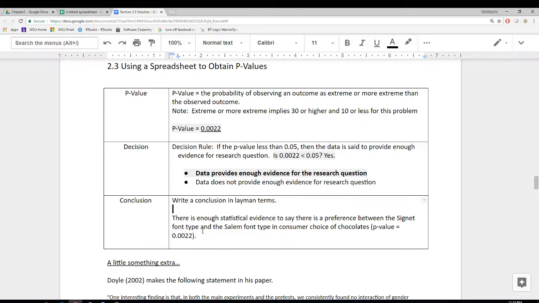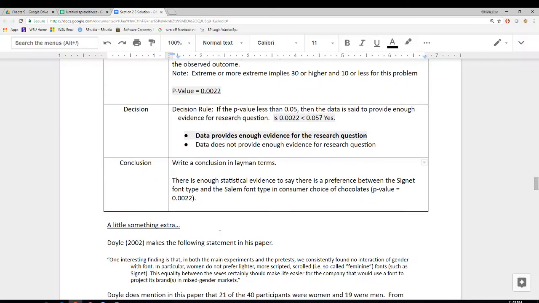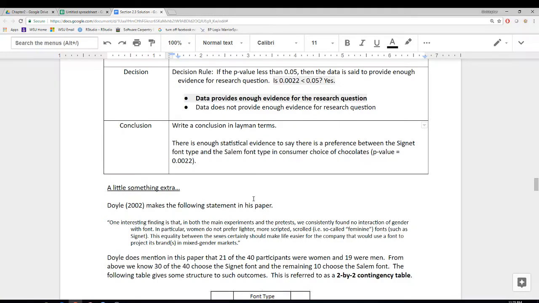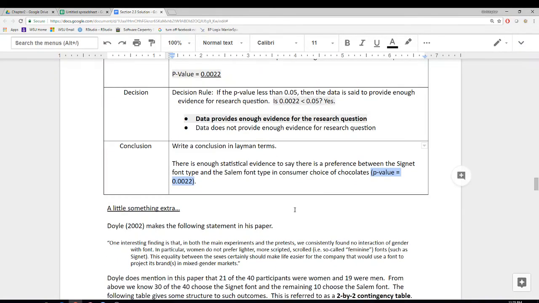So there is enough statistical evidence to say that there is a preference between the Signet font and the Salem font in the consumer choice of chocolates with a p-value of 0.0022. Again, writing the conclusion with those three components, the decision, the research question, and the p-value will produce a conclusion that has the necessary parts.